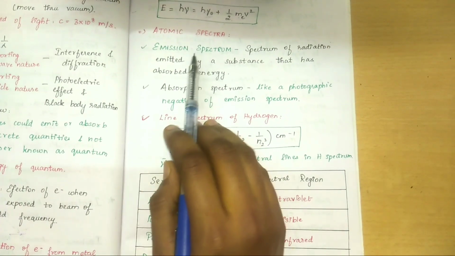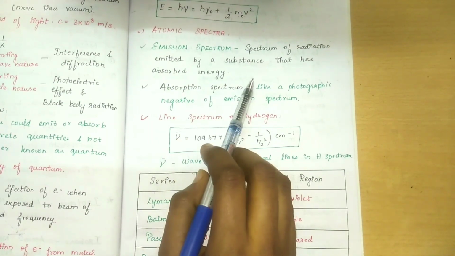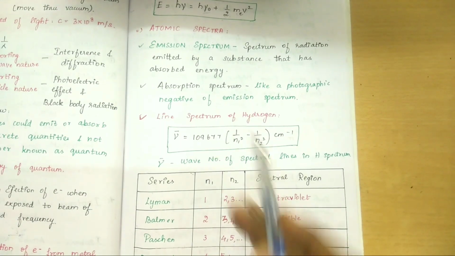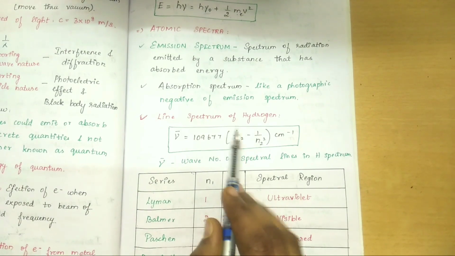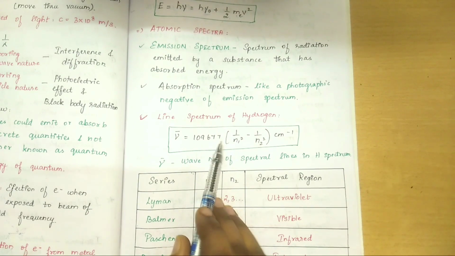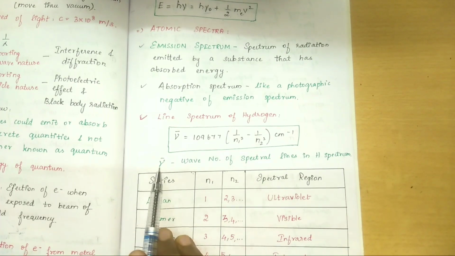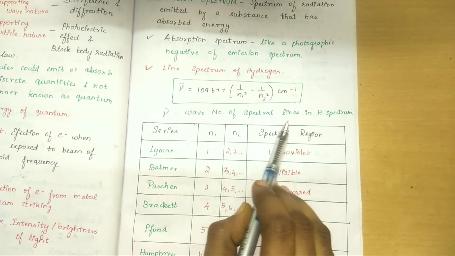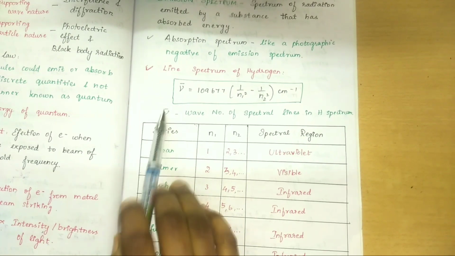Then atomic spectra. The first one is emission spectra. The spectrum of radiation emitted by a substance that has absorbed energy is called the emission spectrum. The absorption spectrum is the negative of emission, like a photographic negative of the emission spectrum. Here the line spectrum of hydrogen is nu bar equal to 109677 into 1 by n1 square minus 1 by n2 square, in centimeter inverse. Here nu bar is the wave number of spectral lines in the hydrogen spectrum. We know that it is the inverse of wavelength.